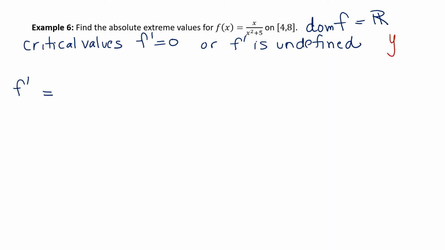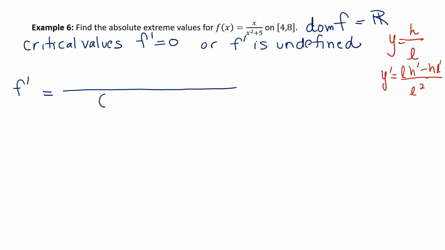Remember, the quotient rule is if you have a high function divided by a low function, that derivative is the low squared in the denominator, and you have low d high, meaning the derivative of the high, minus high d low, meaning the derivative of the low. Let's use that rule. The denominator is x squared plus 5, and we square it.